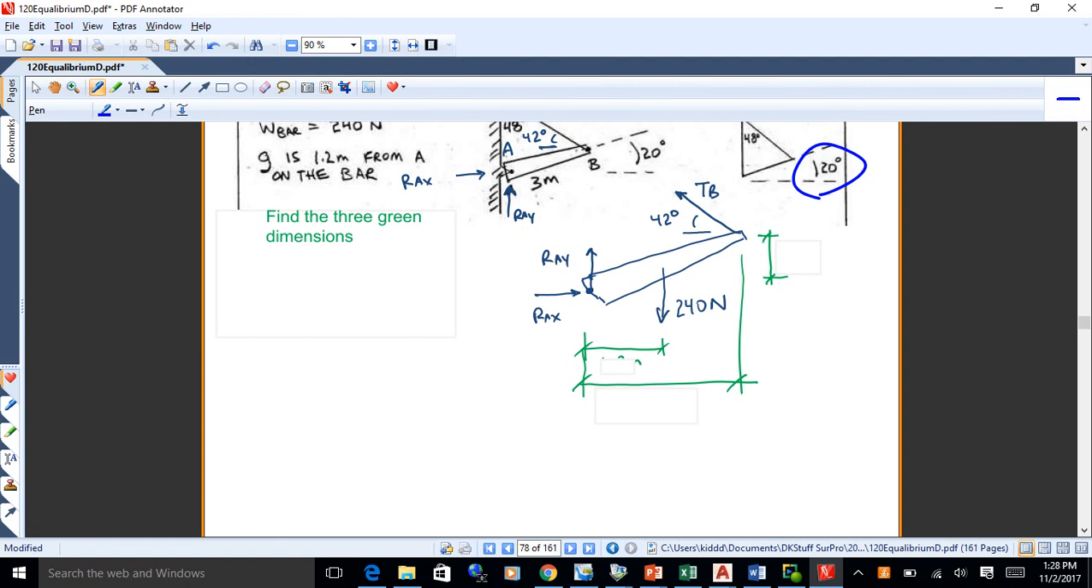Okay, so just a little bit of trig, okay? And we use lots of right angle trig in this class, sine and cosine. It's a 20-degree angle.